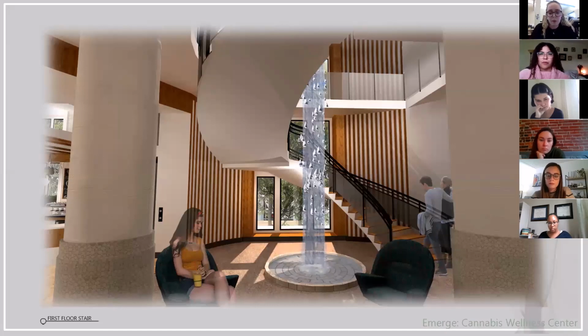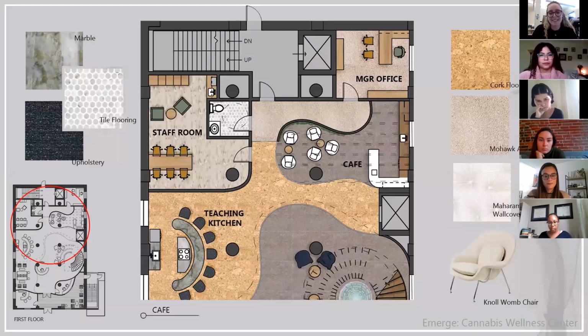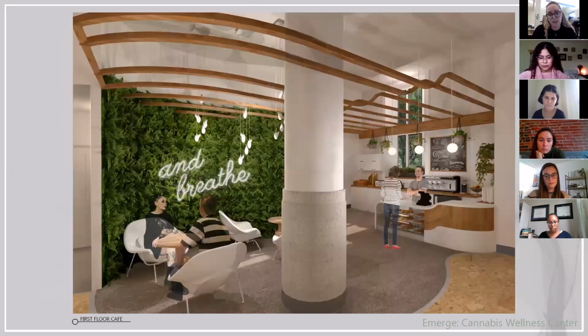This is my first floor that shows a water and the stairs that connect the first and second floor. I'm going to kind of fly through these so we can keep going. This is a zoom up on my cafe first floor, and has some furniture and finished selections. And the next slide shows the rendering of that cafe.